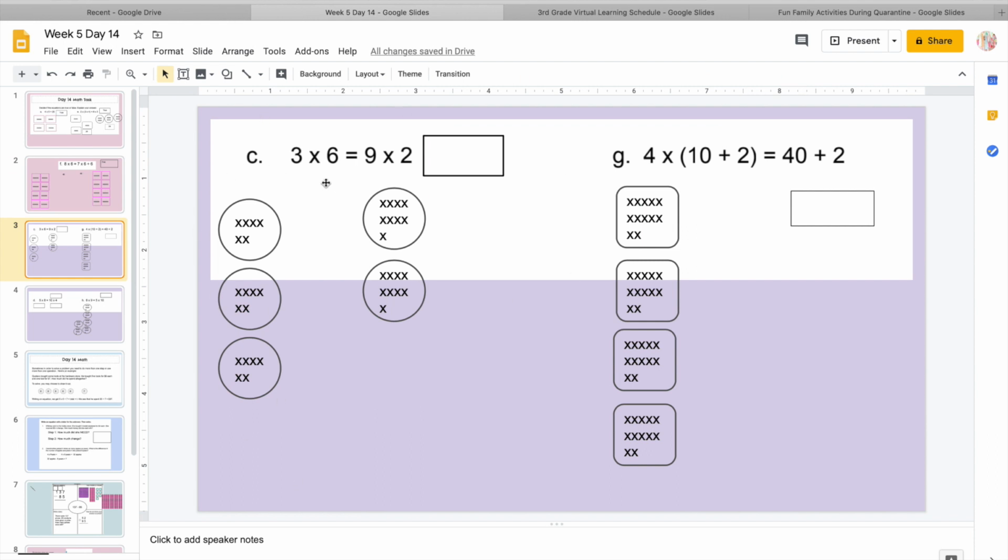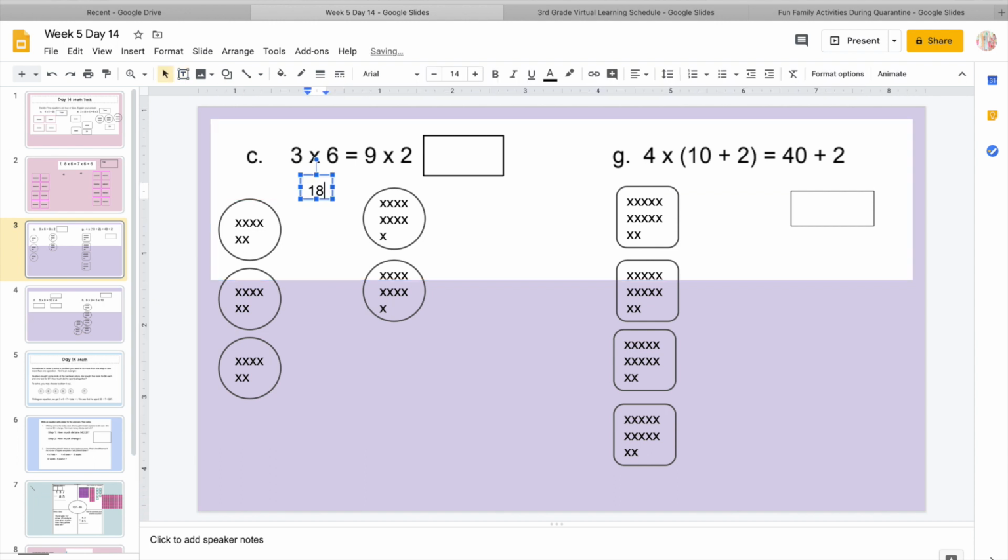So C is saying 3 times 6 equals 9 times 2. So all I'm going to do is look at one side of the equation at a time so I don't get confused. So I'm only going to look at 3 times 6. So I made 3 circles and I put 6 x's in each. So now all I have to do is count them up to figure out how much they equal. So 6, 7, 8, 9, 10, 11, 12, 13, 14, 15, 16, 17, 18. So I know that this side, 3 times 6 equals 18.